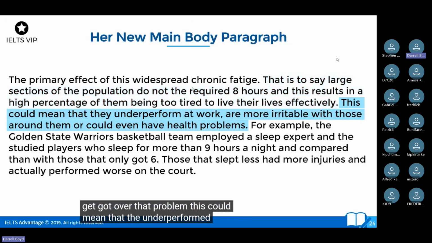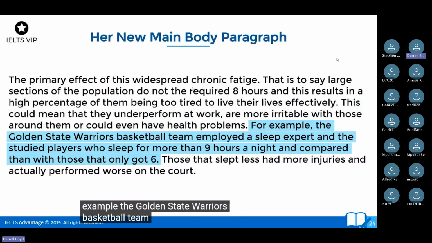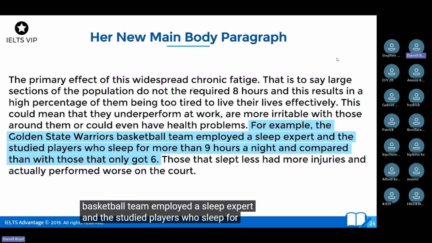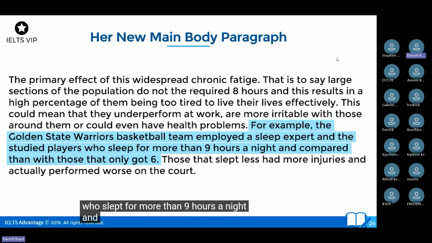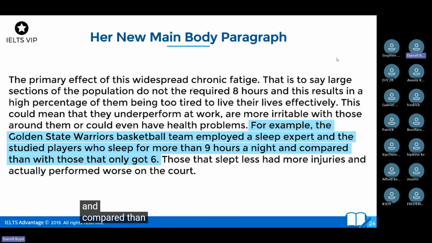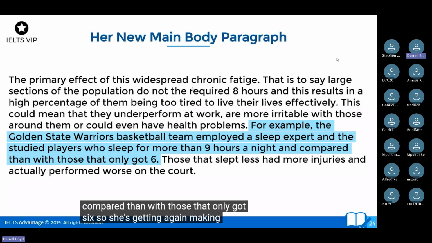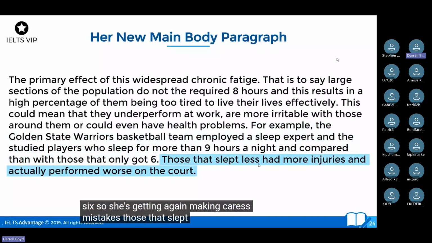This could mean that they underperform at work, are more irritable with those around them, or could even have health problems. For example, the Golden State Warriors basketball team employed a sleep expert, and they studied players who slept for more than 9 hours a night and compared them with those that only got 6. Those that slept less had more injuries and actually performed worse on the court.